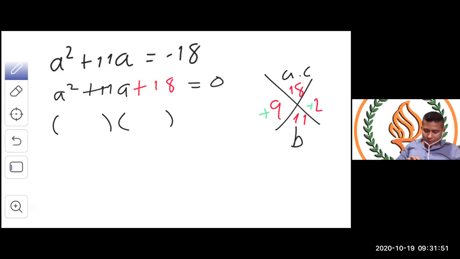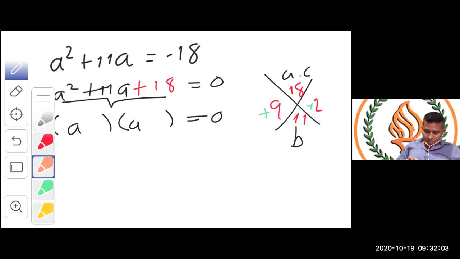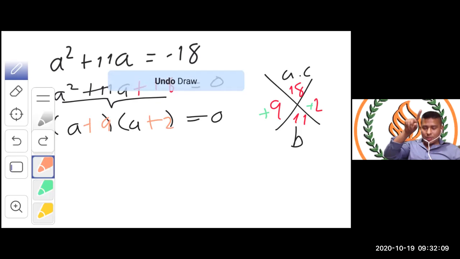And instead of this, we're going to rewrite a plus 9 is the first one, plus 9 and plus 2. Okay, guys, did you realize that I'm using my finger?